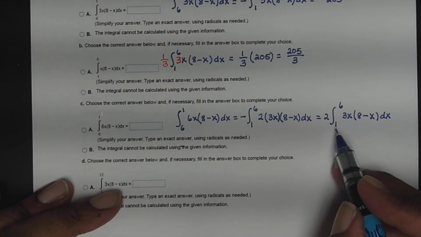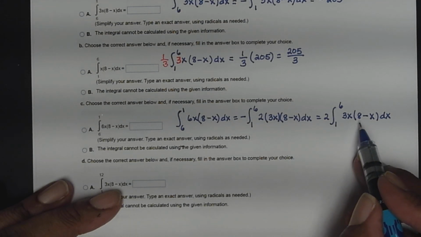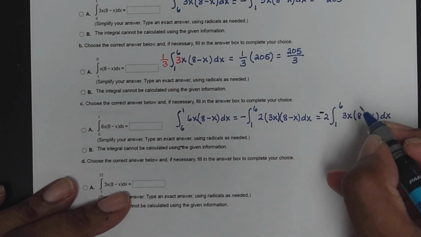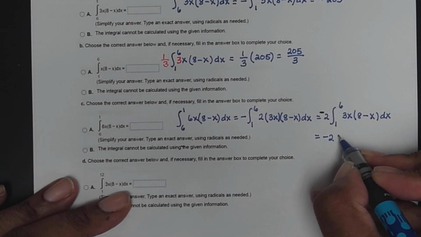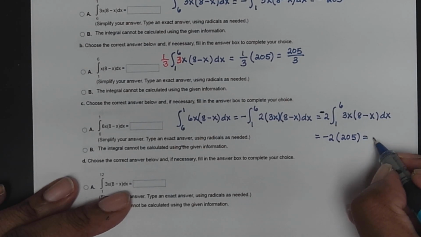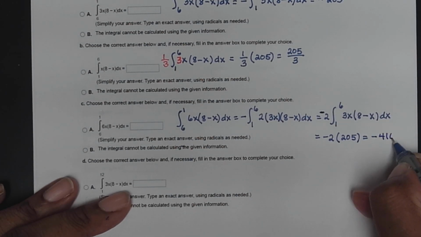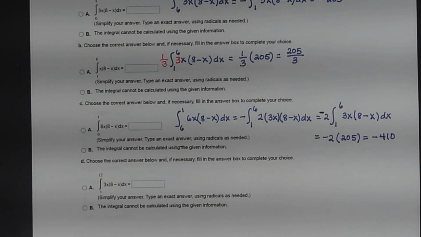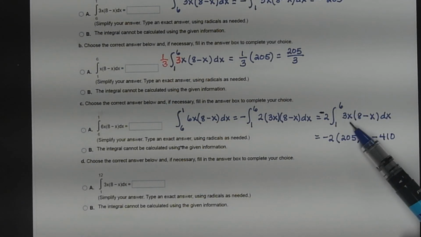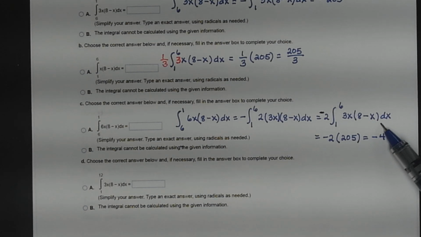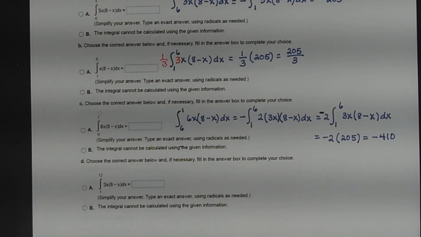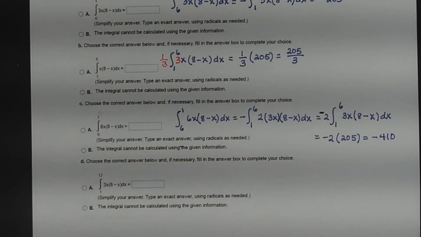And in this case, that integral from 1 to 6 of 3x times the quantity 8 minus x dx, that is, and I forgot my negative sign, so it'd be negative 2 times, that is going to be 205. And negative 2 times 205 would be negative 410. Okay? So the integral from 1 to 6 of 3x times the quantity 8 minus x dx, that's the 205, but I got negative 2 out in front, so it'll be negative 2 times that, which would be negative 410.